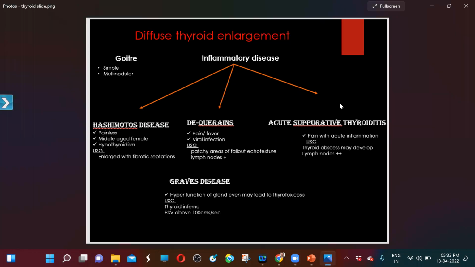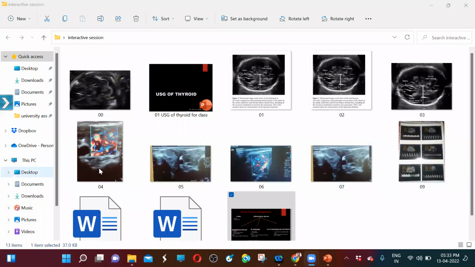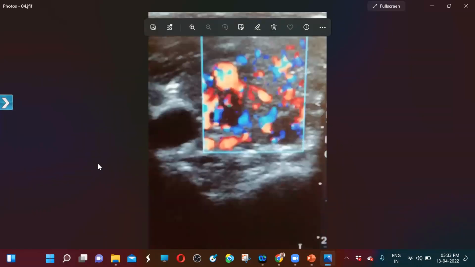So I will come to that, but before that, do I have anything to show you over here? Yes, I do. Now see the case which I told you that I will show you, some cases which have been sent by the same doctor. Is this pattern suggestive of thyroiditis, Hashimoto's or Graves' disease? Now I am showing you some colors over there. The vessels are increased, but I will not say that this pattern is typical for Graves' disease.